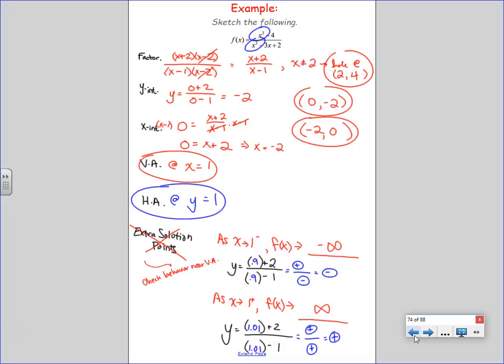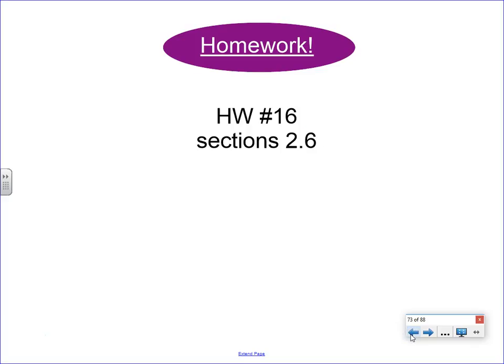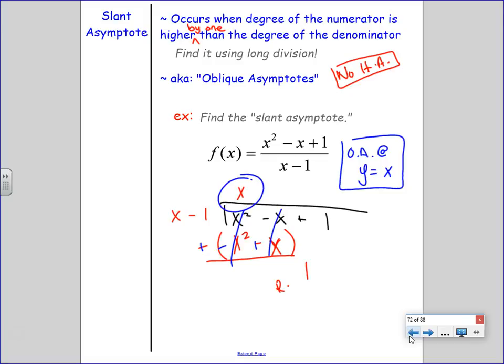Can you guys remember how we find the slanty one? If the top is 1 higher, or the degree is 1 more than the bottom. Long division. Remember? The quick recap. You divide the top by the bottom. There's going to be a remainder. You ignore the remainder. The only time the remainder would be 0 is if you forgot somebody when you were factoring. So there is no remainder, and you just keep whatever is left. It should be linear. Y equals, and that is the oblique asymptote.